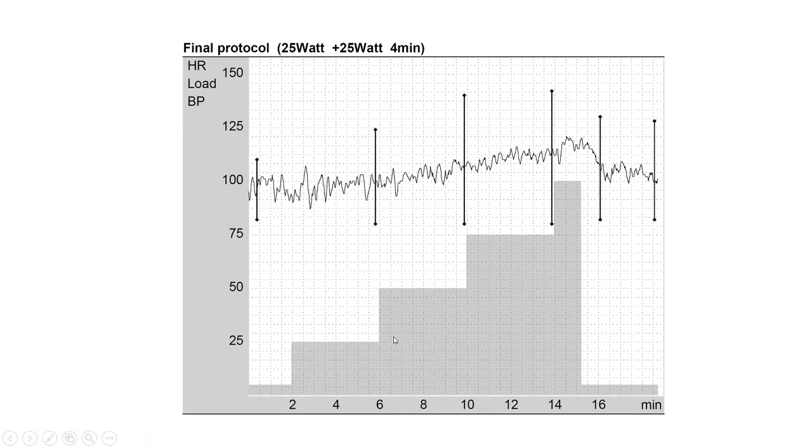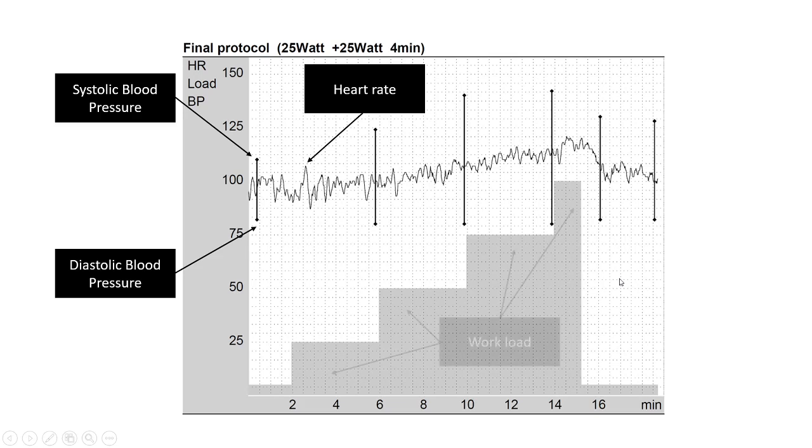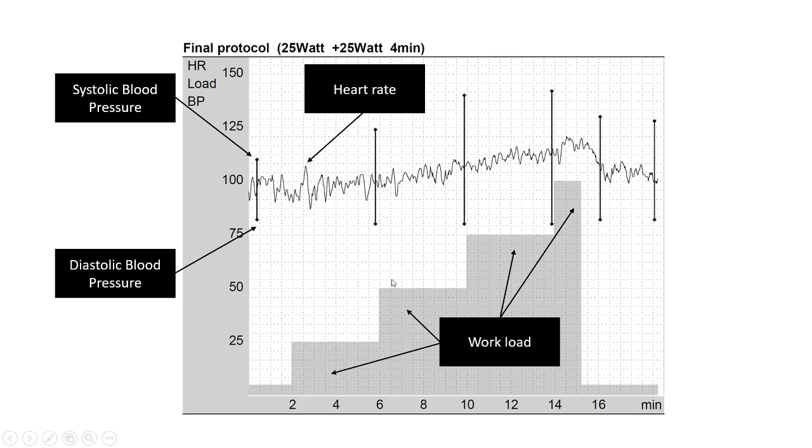So if we firstly look at this schematic, this figure over here, you can see these vertical lines. These vertical lines represent systolic blood pressure and diastolic blood pressure. The dot at the upper part of the vertical line represents systolic, and the dot at the lower part represents diastolic blood pressure. This horizontal, curved line represents heart rate and how it changes throughout each workload. And these gray blocks represent workload. So we started with 25 watt, moved on to 50, 75 and then 100. We didn't finish this stage, however; the test was stopped after that, and then it went into recovery.